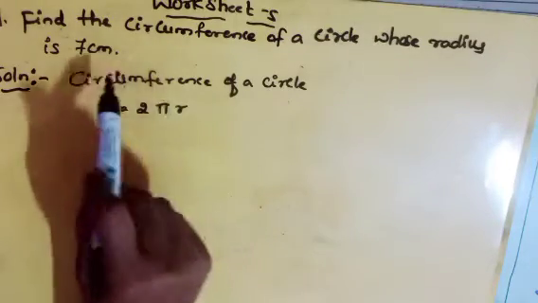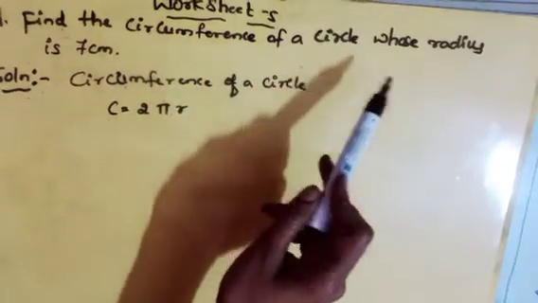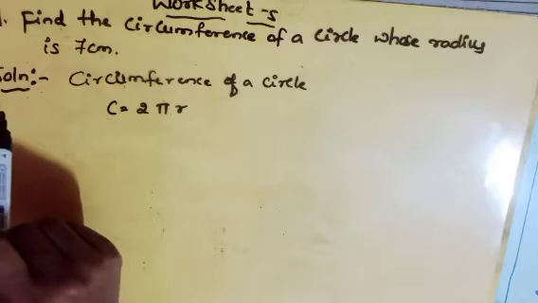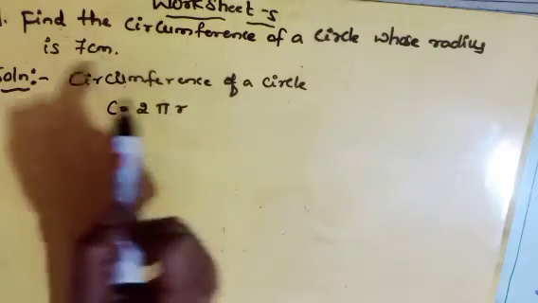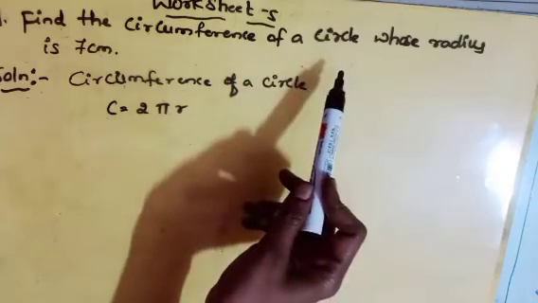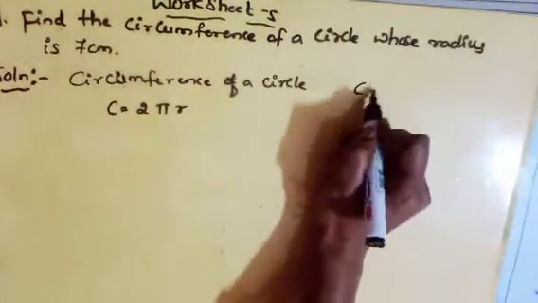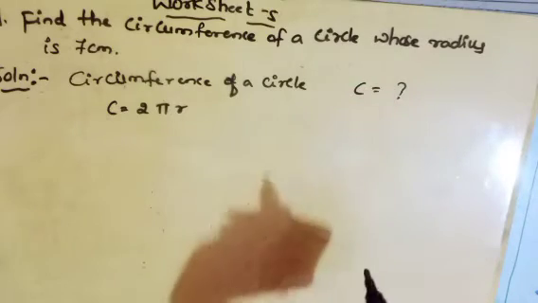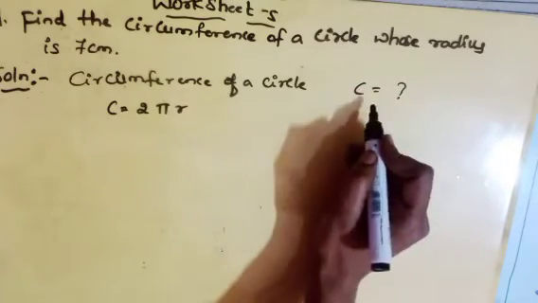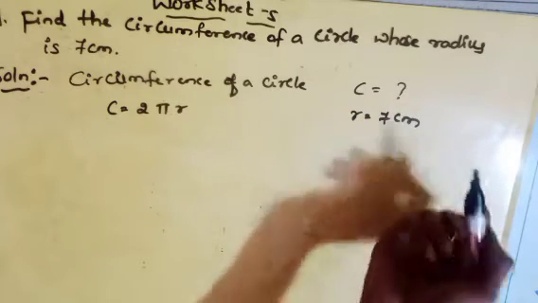Let us solve worksheet 5. First question. Find the circumference of a circle whose radius is 7 cm. First let us understand the question. We have to find the circumference of a circle, which we don't know, and what is given is the radius. Radius equals 7 cm.